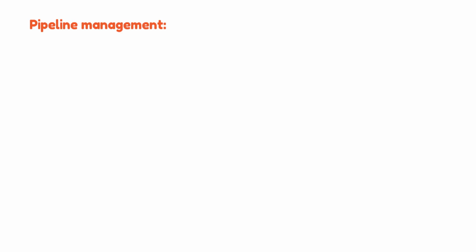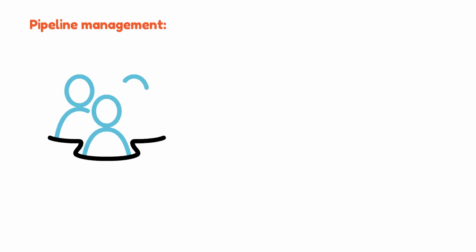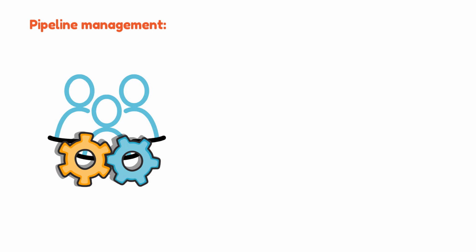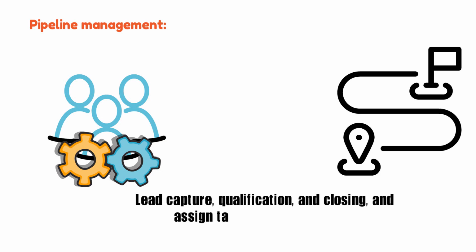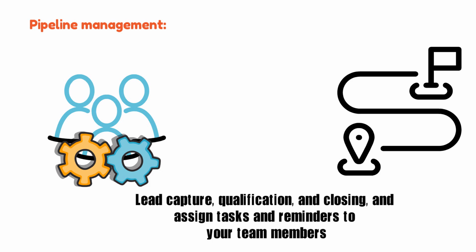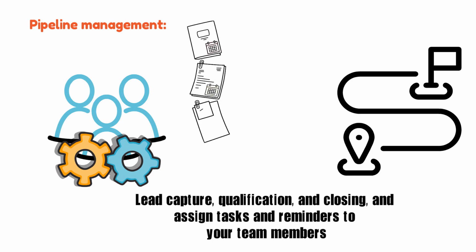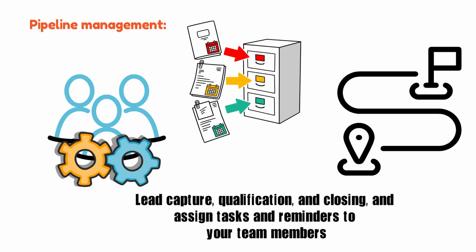Pipeline management. GoHighLevel offers a pipeline management feature, which allows you to track your leads and sales and manage your deals from start to finish. You can set up custom stages for your pipeline, such as lead capture, qualification, and closing, and assign tasks and reminders to your team members. The platform also allows you to create custom fields and tags to organize your data.